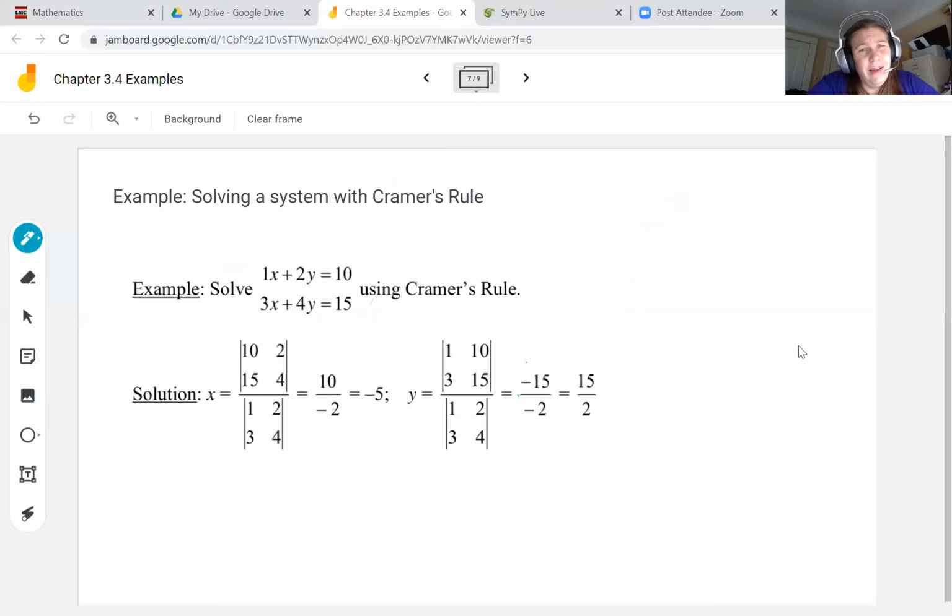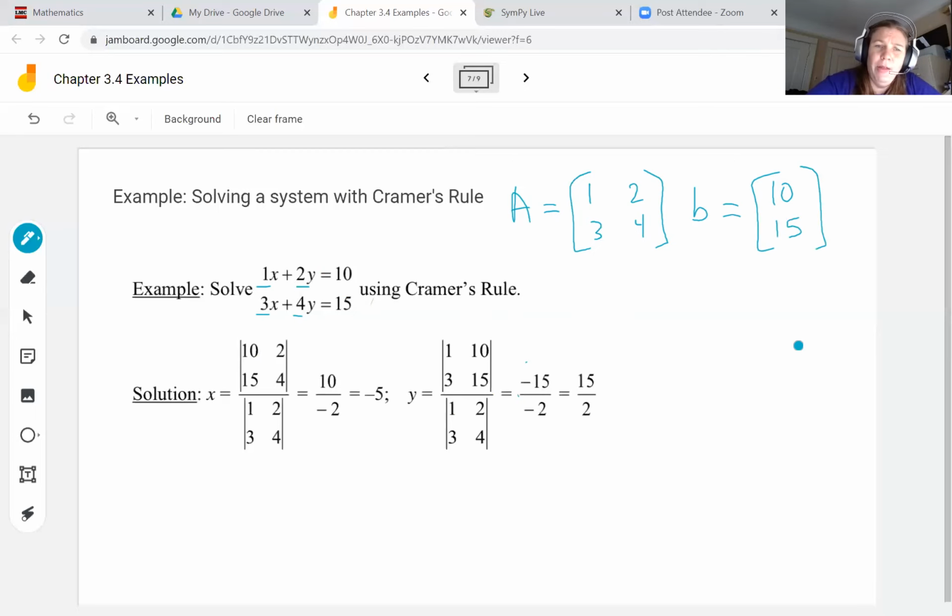So let's look at an example solving a system with Cramer's rule. So here's my system, and I'm going to take the coefficient values and put them in a matrix. Because this is a two equation, two unknown system, my matrix A is going to be a 2 by 2 matrix: 1, 2, 3, 4. And then my solution vector B is going to be 10 and 15 here in a column matrix.